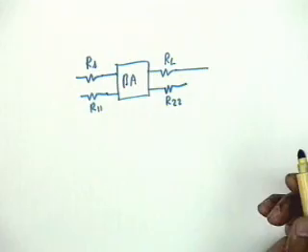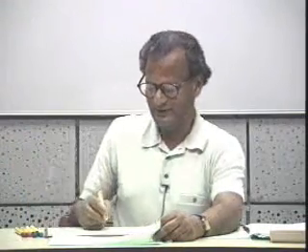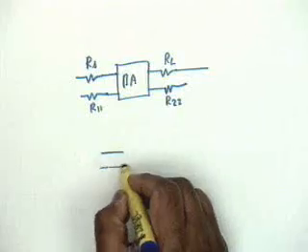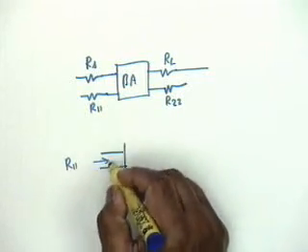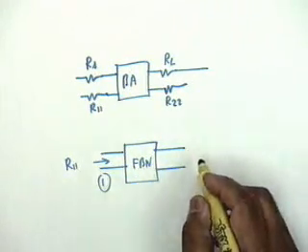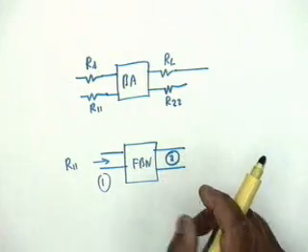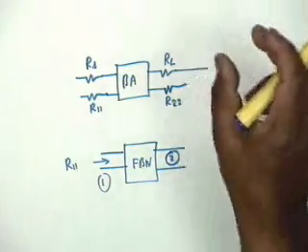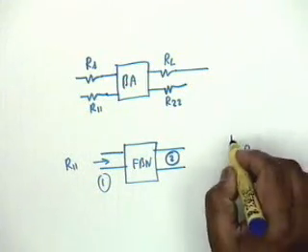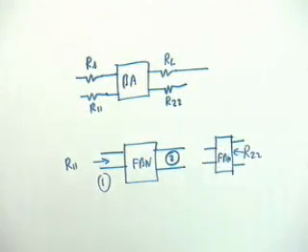Agreed? From the feedback network, that is, the feedback network impedances have to be absorbed inside the basic amplifier. Now what is R11? R11 obviously shall be the resistance measured at port 1 of the feedback network with port 2 open. Why? Because it is a series connection. And R22 similarly shall be the impedance measured at port 2 with port 1 open.